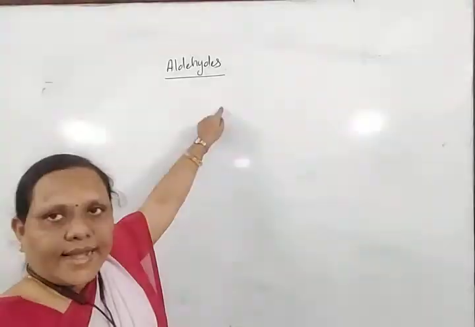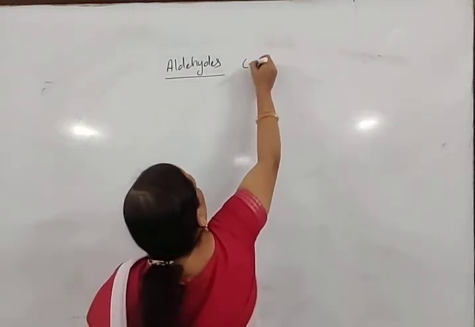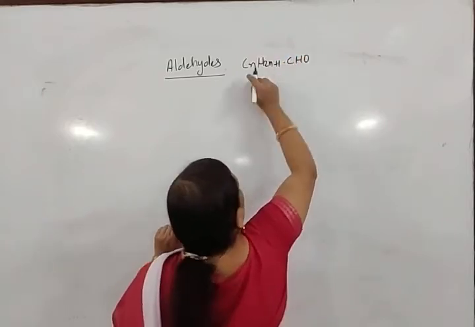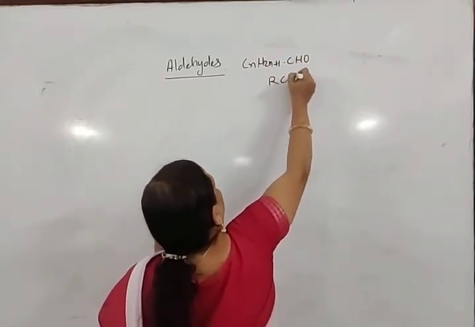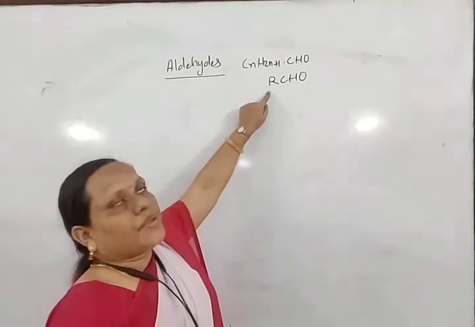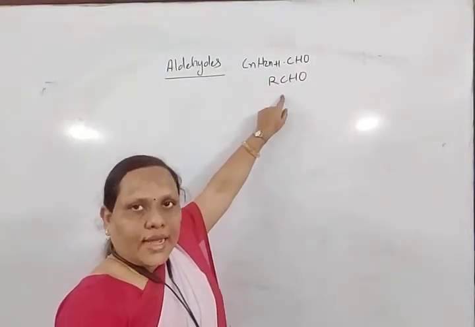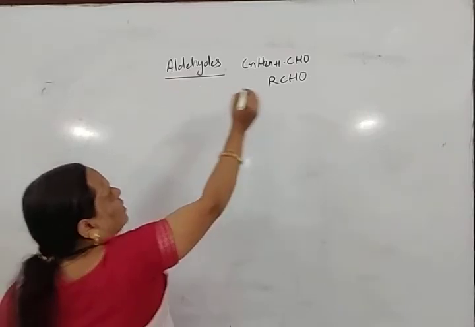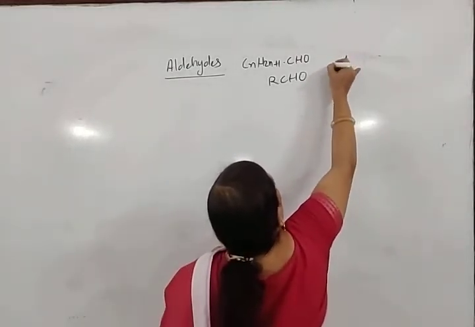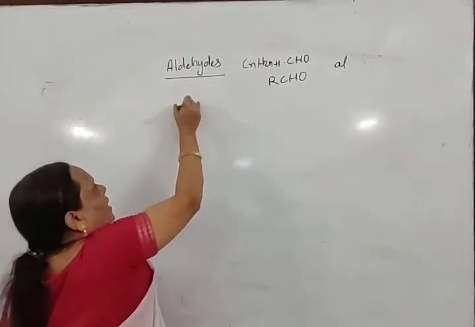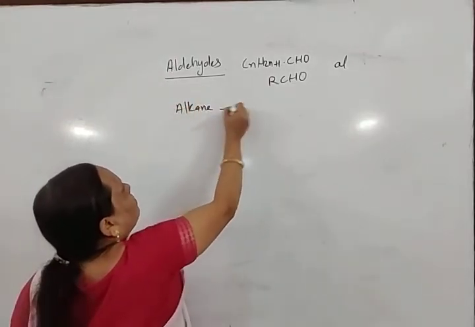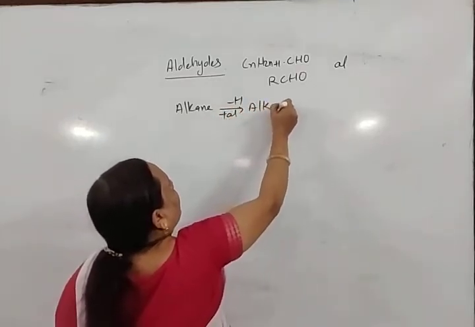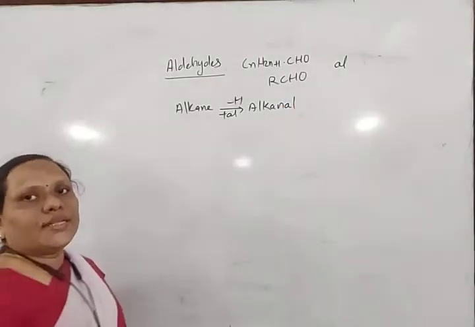Next come aldehydes. The general formula of aldehydes is CnH2n+1 CHO. We can represent it as RCHO. Here R may be hydrogen or any alkyl group of the formula CnH2n+1. For that, the suffix used is Al. So take the alkane, minus E, plus Al, and these are known as alkanals.